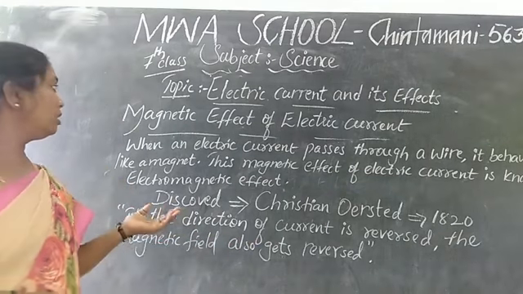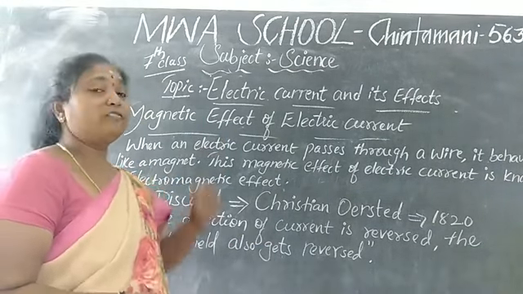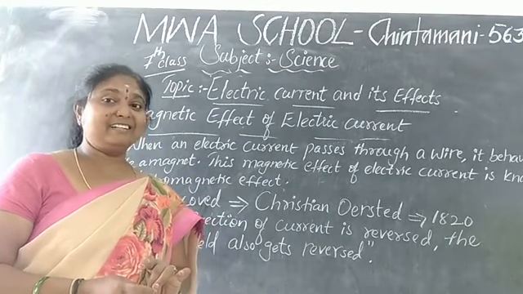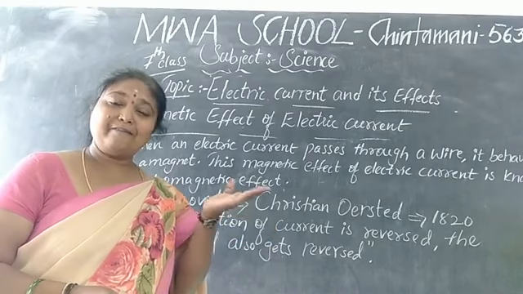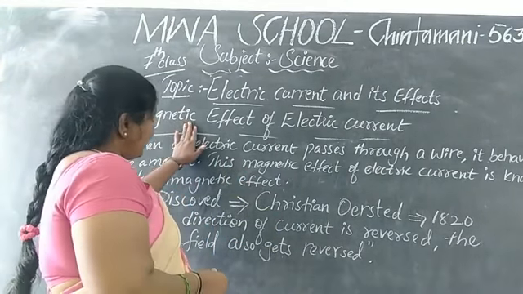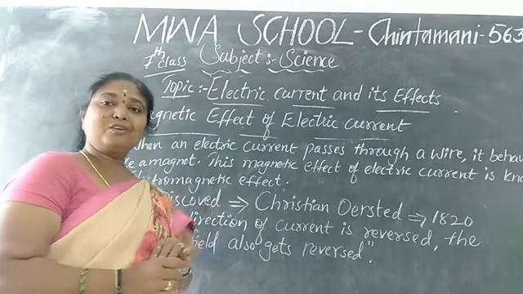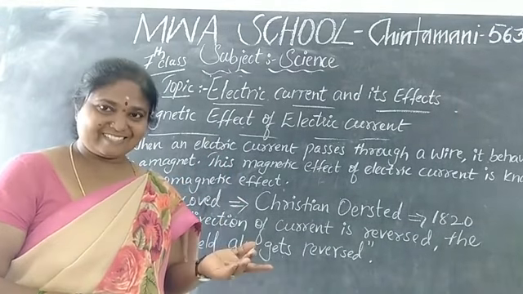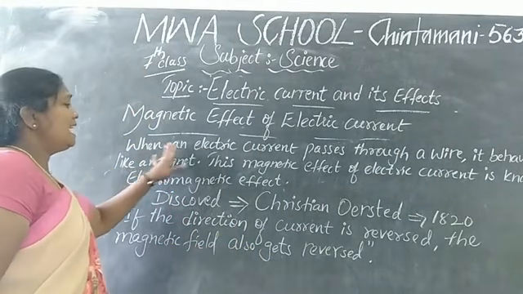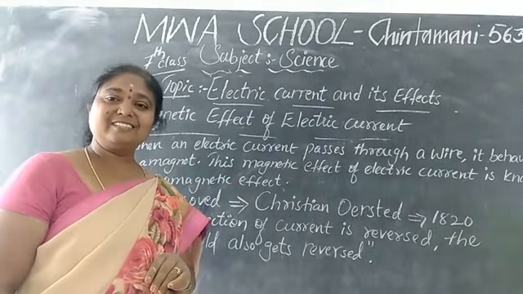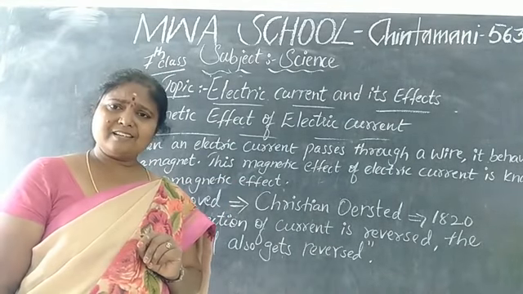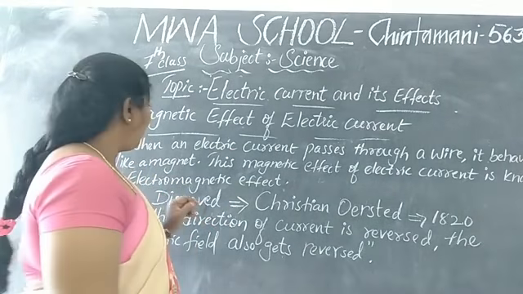Next, let me go for magnetic effect of electric current. Here itself, we are having the message, is it? So, by using the magnets, we are going to produce the electricity. How? Let me see. When an electric current passes through a wire, it behaves like a magnet.